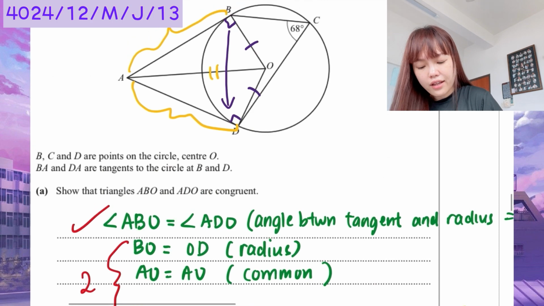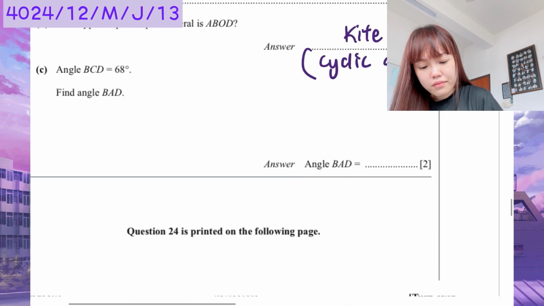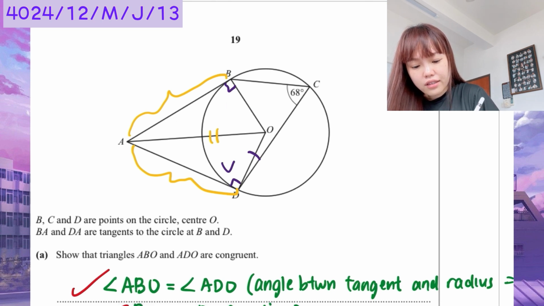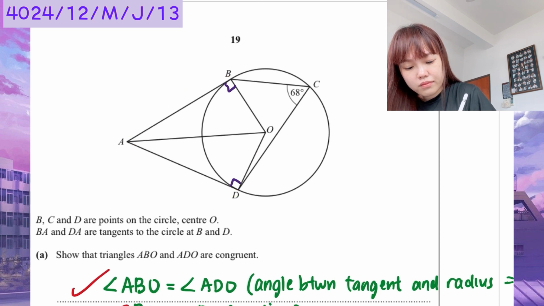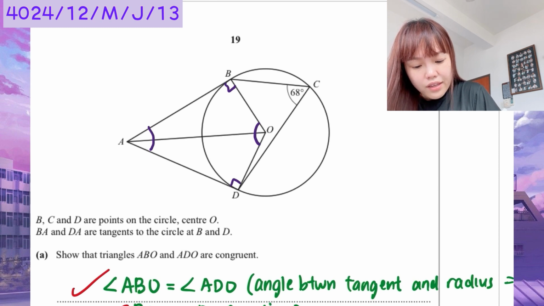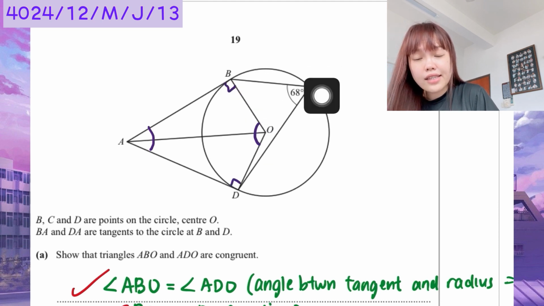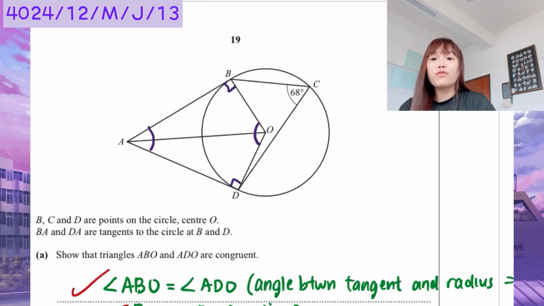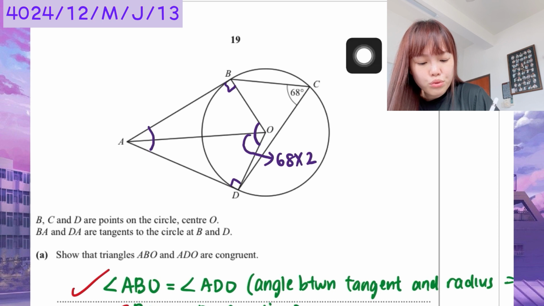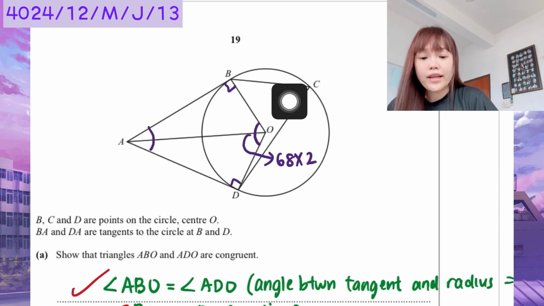Okay, let's look at part C. Angle BCD equals to 68. Okay, what you need to find? Angle BAD. Okay, angle BAD here. So first we want to find this. Okay, you can see this is the angle at the center is twice the angle at the circumference. So one of the theorem is that this will be 68 times 2, twice, because angle at the center twice the angle at the circumference.